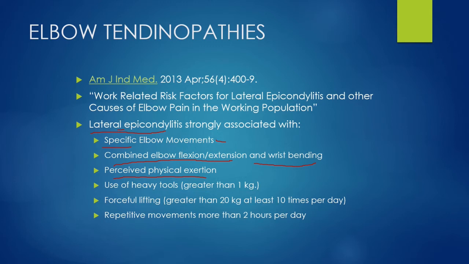Also, repetitive movements more than 2 hours per day seems to be about the minimum threshold, 2 hours per day, to overwhelm the tendon and cause an upset in tendon homeostasis and create an imbalance between the rate of usage of the tendon and the rate at which the tendon can recover to baseline. And so failure to recover to baseline daily sets the stage for chronic and cumulative degenerative changes within the tendon.